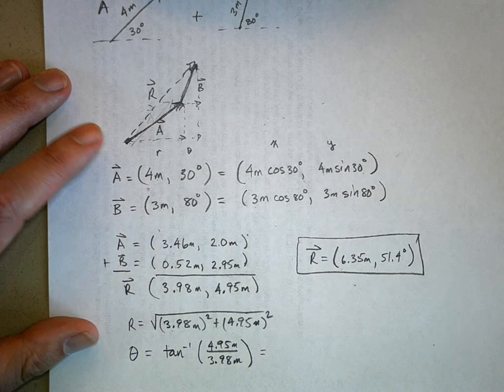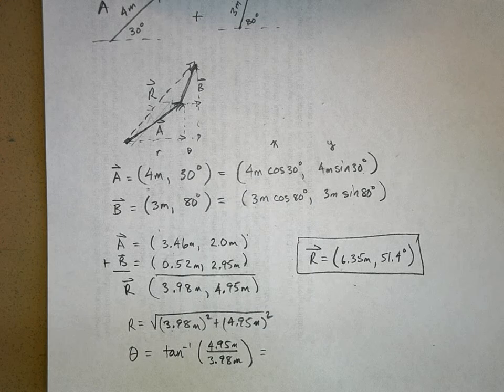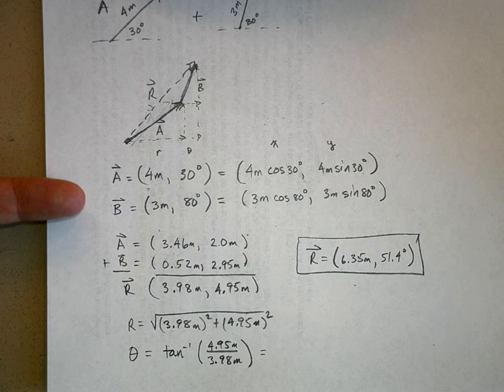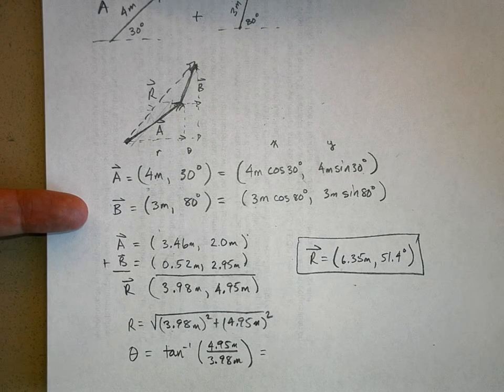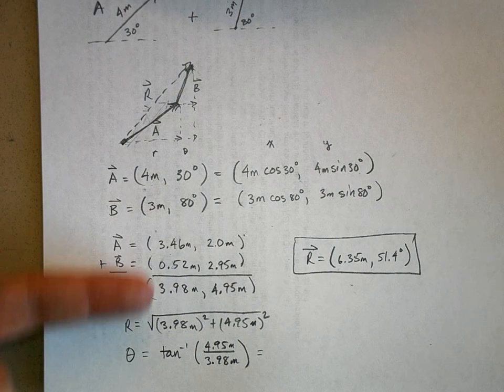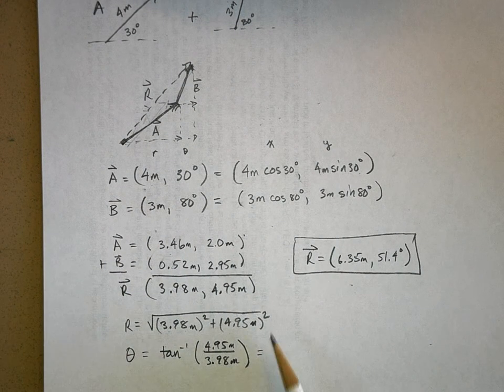So to recapitulate here, here's what I want you to do on the homework. You draw a picture of it. You take your vectors and you express them in rectangular coordinates. Then you add them together, and then you use Pythagorean theorem and inverse tangent to get your angle.